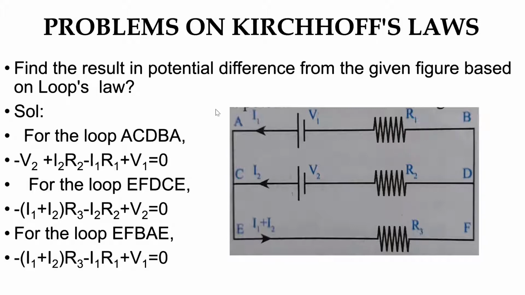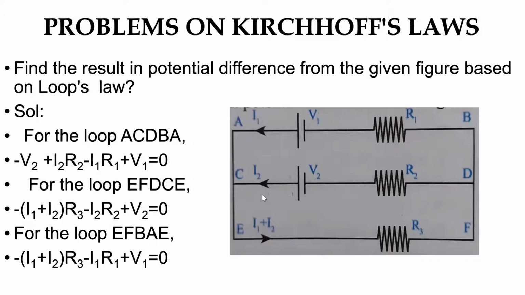Okay, children. So for this particular loop, A, C, D, B, A, V2 is negative, and I1 R1, the EMF across the resistor R1, is negative, whereas V1 is positive, and also I2 R2, the EMF across the resistor R2, is positive. So the sum of all the EMFs in a closed loop must be equal to 0. So we can write minus V2 plus I2 R2 minus I1 R1 plus V1 equal to 0.